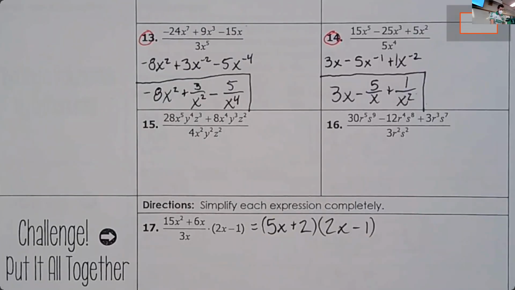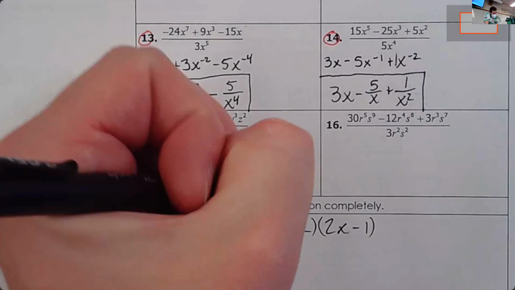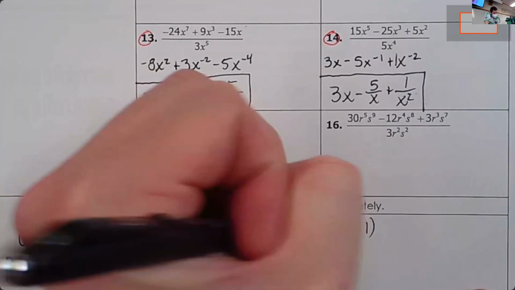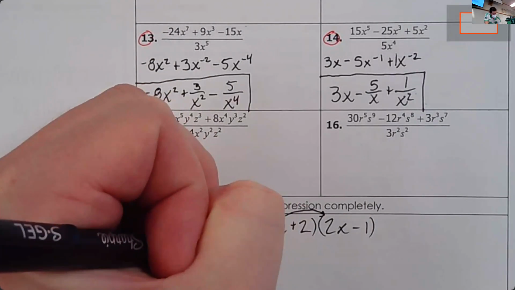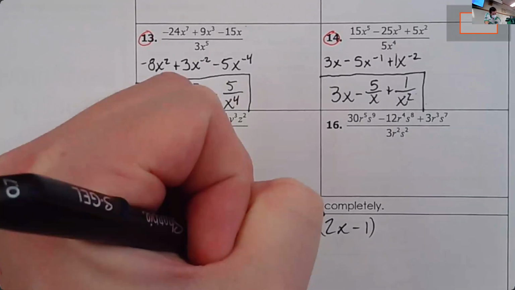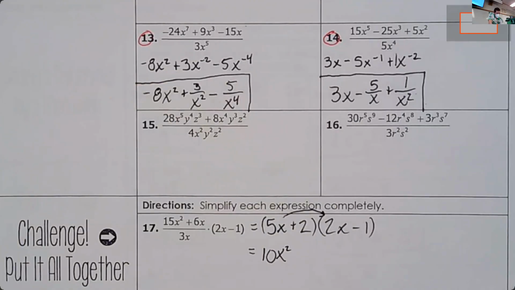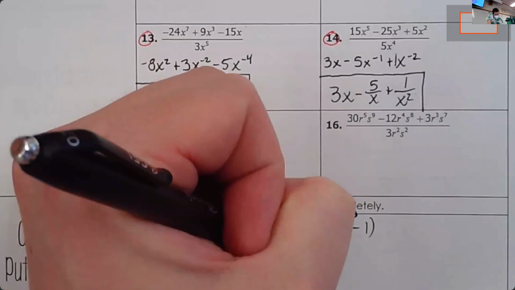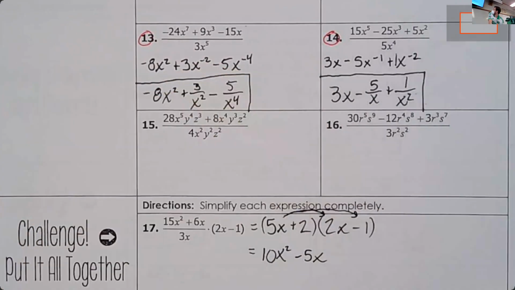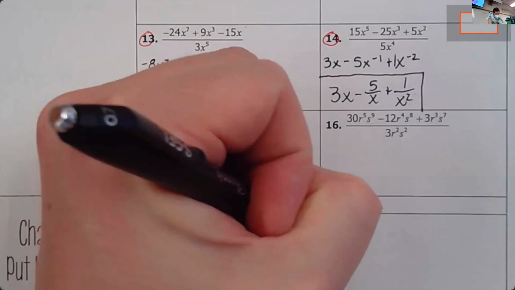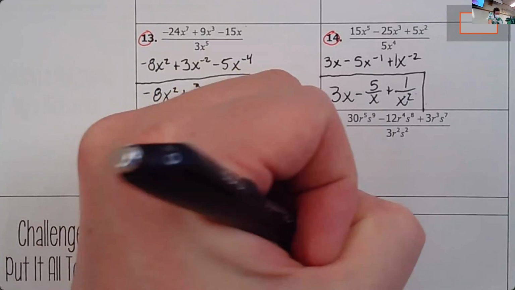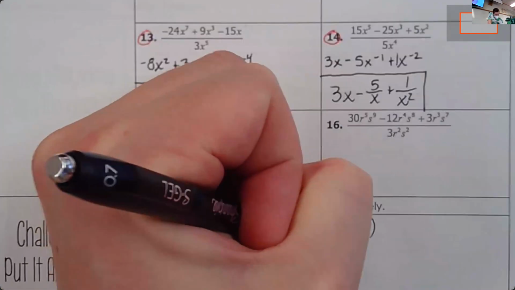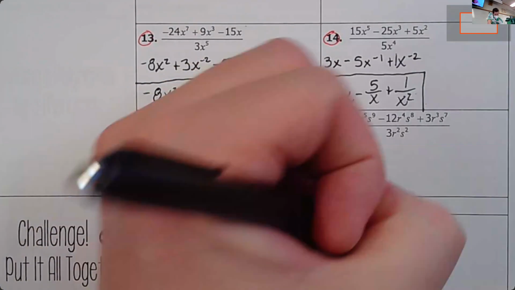So now we've got to multiply the 5x by the 2x. So the first times the first. 5 times 2 is 10. X times x is x squared. The outer terms, 5x and negative 1. 5x times negative 1 would be minus 5x. The terms in the middle, the inner terms, 2 times 2x would be a positive 4x. And then the last terms, 2 times negative 1 would be minus 2.